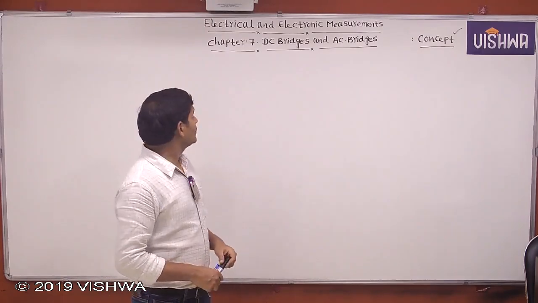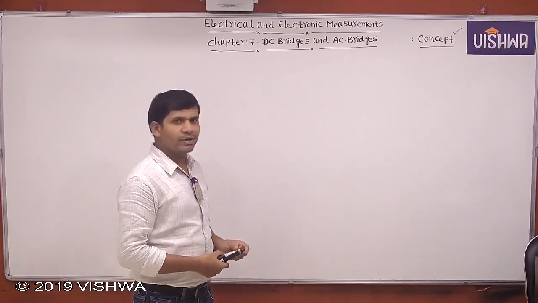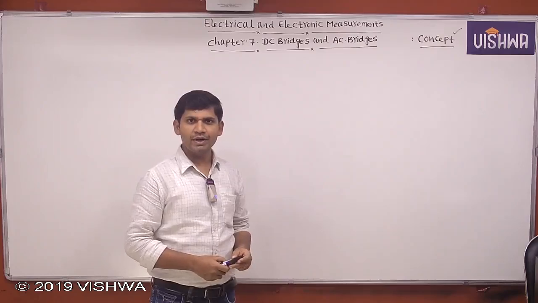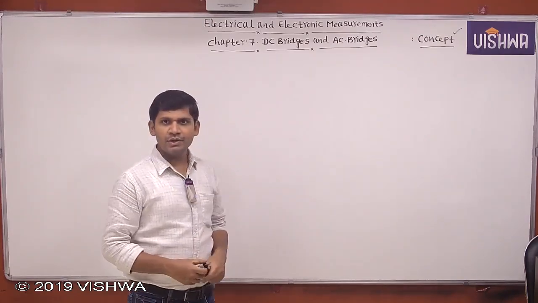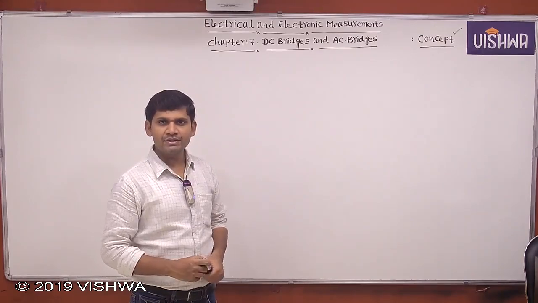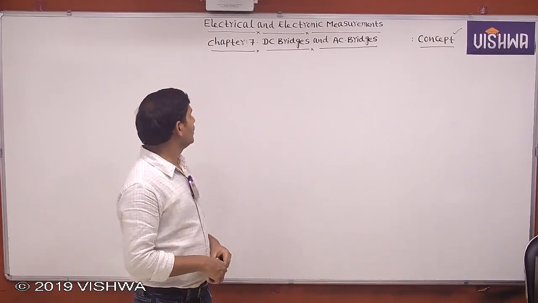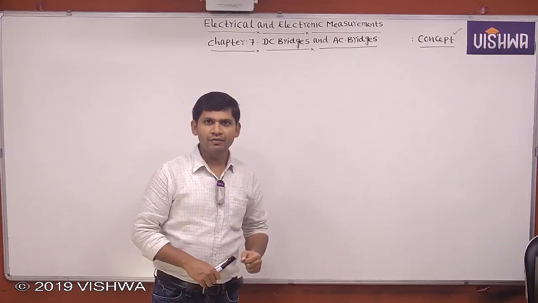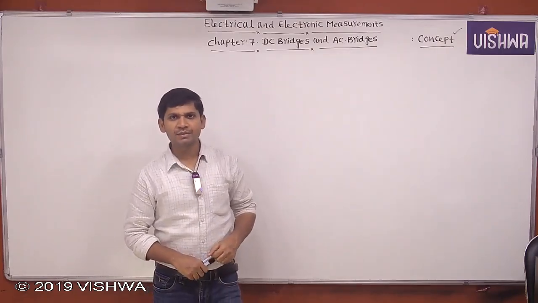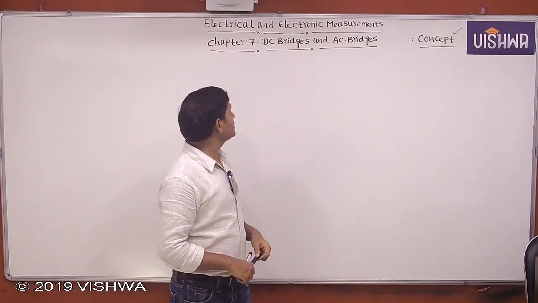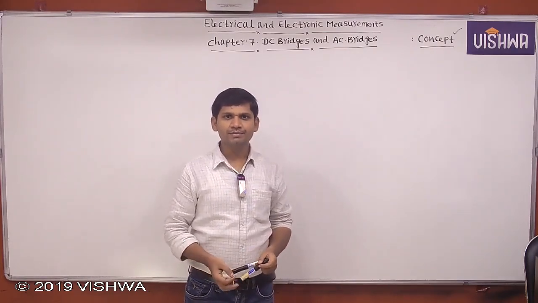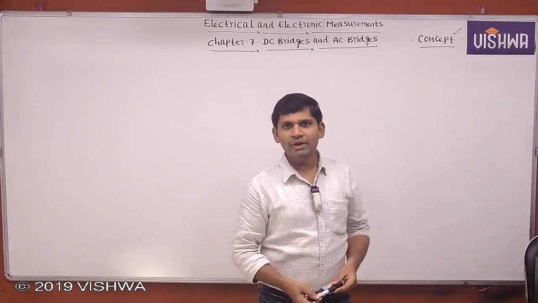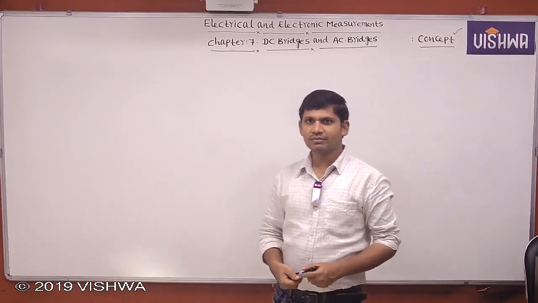Continuation of chapter 7. I am discussing DC bridges. I already gave some introduction. Then I already explained the different methods used for measurement of resistance. In that I am discussing in detail. First I started with medium resistance measurement. In that, I already discussed one method, that is the AV and VA method, that is, ammeter-voltmeter and voltmeter-ammeter method.